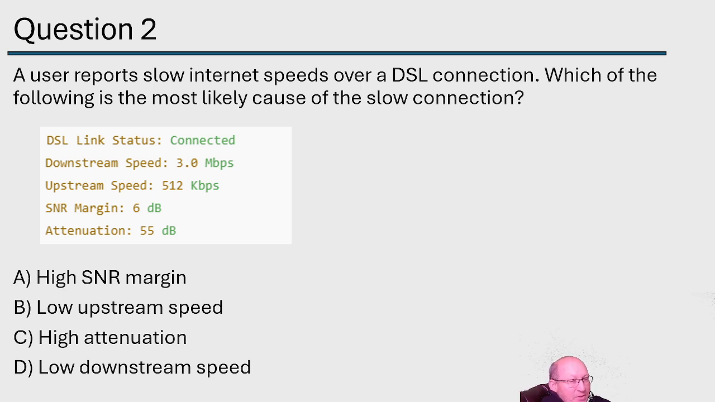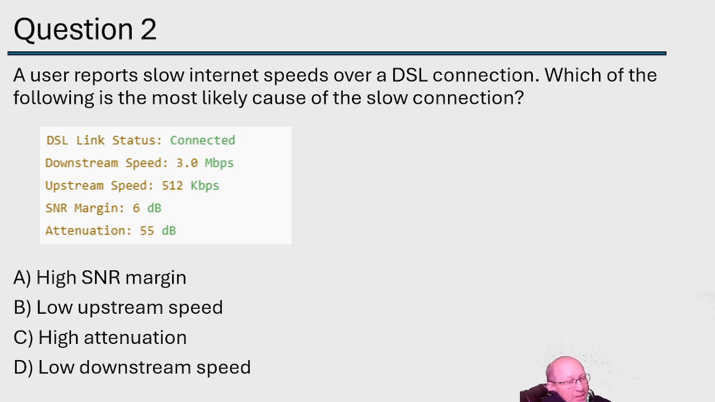B, low upstream or low upload speeds. For DSL, it's actually pretty normal. 512 kilobits is actually pretty good for DSL. And so it's not going to be that. High attenuation is 55 dB high. I don't know. Maybe that's another possibility.